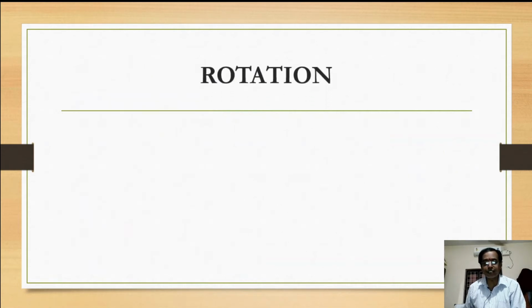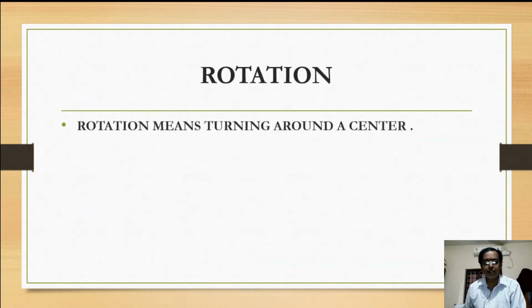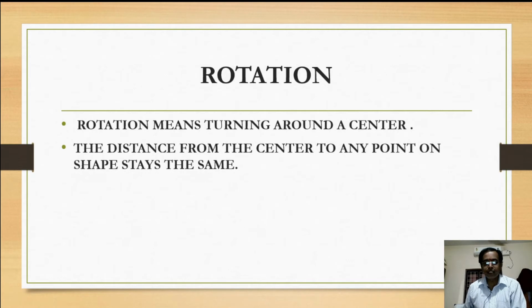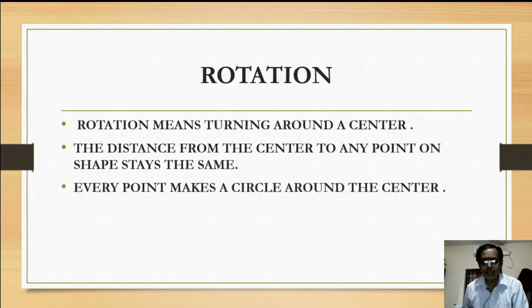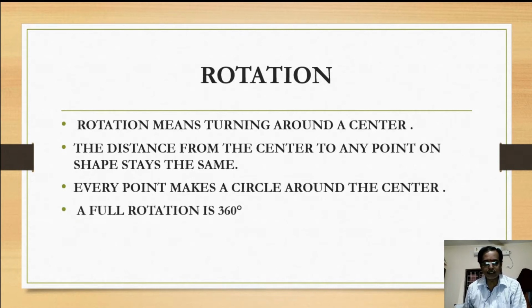Now rotation, one more transformation. Rotation means turning around a center. The distance from the center to any point on the shape stays the same. Every point makes a circle around the center. That full rotation is 360 degrees.